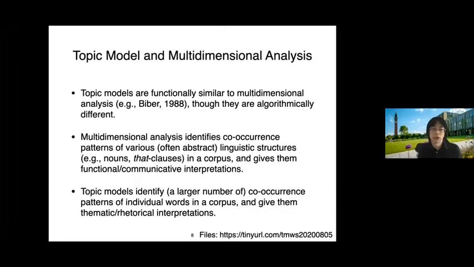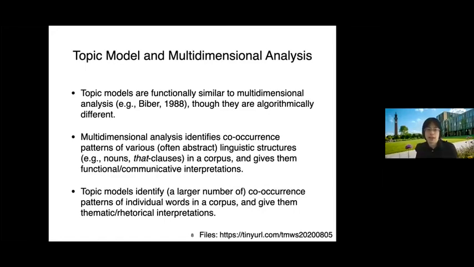Topic models, on the other hand, identify usually a larger number of dimensions. Multidimensional analysis typically identifies up to something like 10 dimensions or 10 factors, whereas topic models often identify something like 100, 200 topics. And so topic models identify a larger number of co-occurrence patterns of individual words rather than linguistic structures.